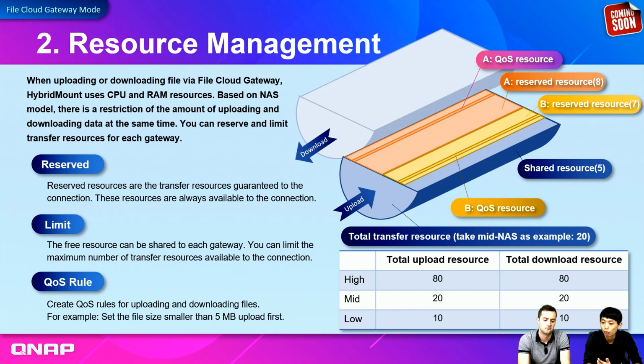Each connection will have 1 QoS resource. For example, you can set a file size smaller than 5 megabytes to use this QoS resource to upload. For example, some companies will need to upload the log file. Log file is very important. But if other people upload a video, which is very big, it will take a long time. So the log file cannot upload. Then you can set the QoS rule to let the log file use this QoS resource to upload to the cloud first.